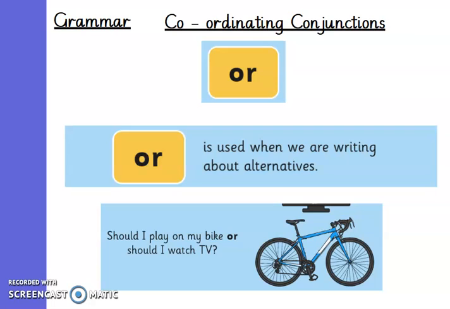Today we're going to be looking at the conjunction or. Or is a coordinating conjunction, and we use it when we're writing about alternatives. So it's usually when there is a choice to be made or to be considered. Should I play on my bike or should I watch TV? Can you see how it is a question? Are there any other sentences that you can think of where you would use the word or? Have a go at writing your own example.